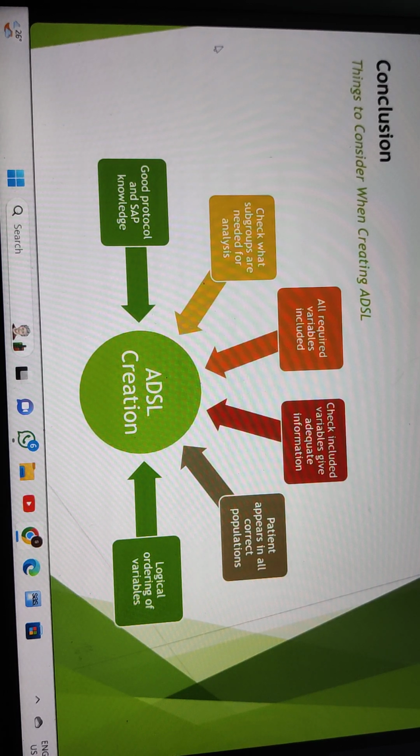The protocol, obviously, we will read before we start the study, right? And the SAP, you should read before you start the ADaM.